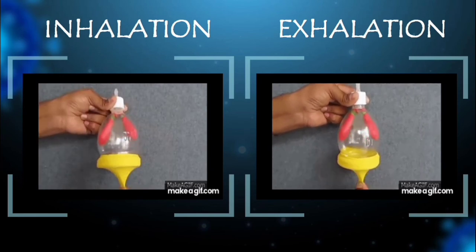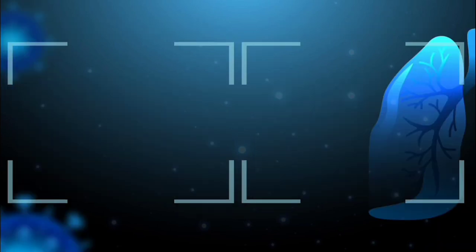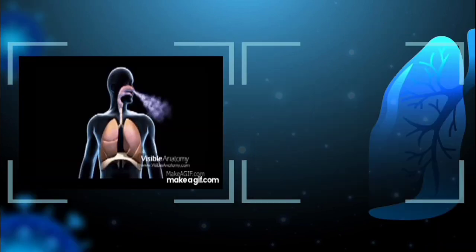Okay, now let's correlate this with our breathing system. When the diaphragm goes down, it makes the chest size larger. In the same manner, when we pull the rubber sheet, the space inside the bottle gets larger. The oxygen-rich air from the outside enters the windpipe through the nostril. This happens just the way we saw in the experiment.